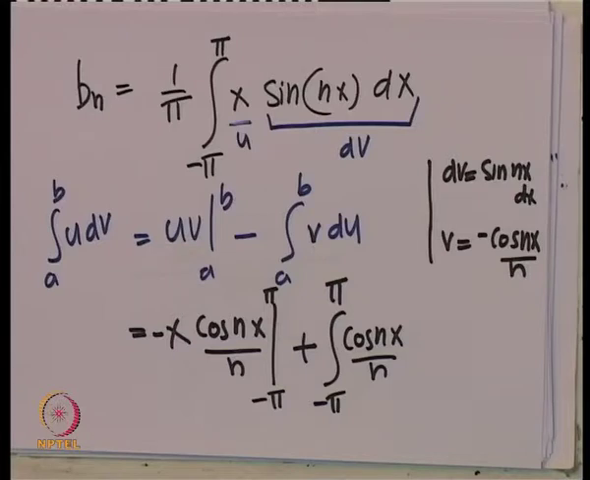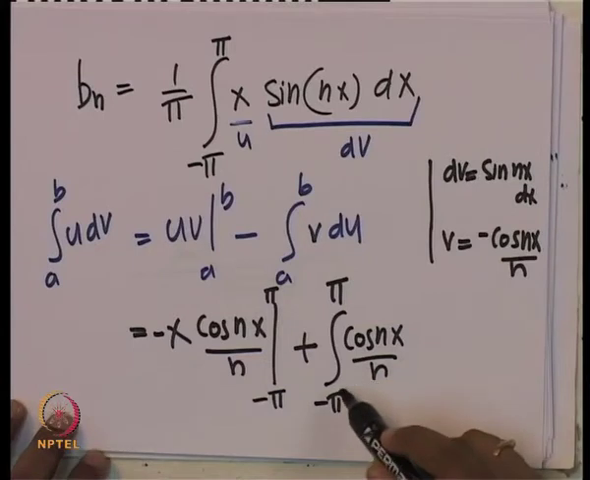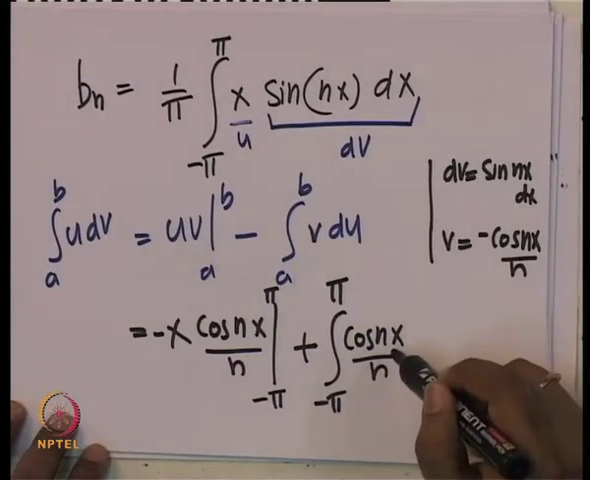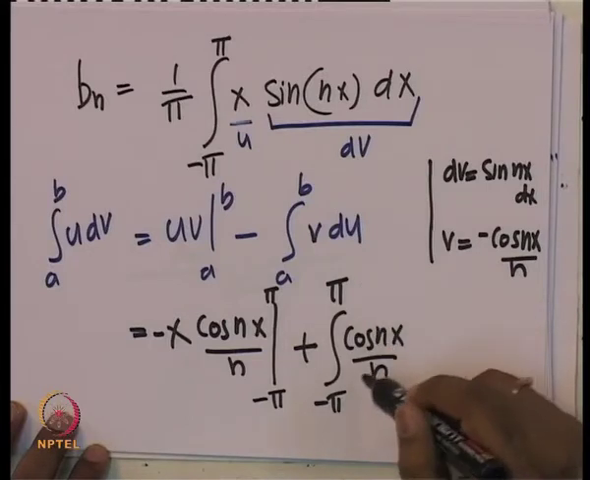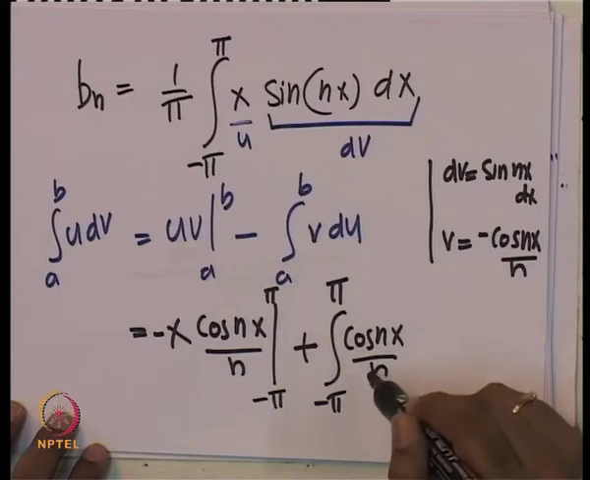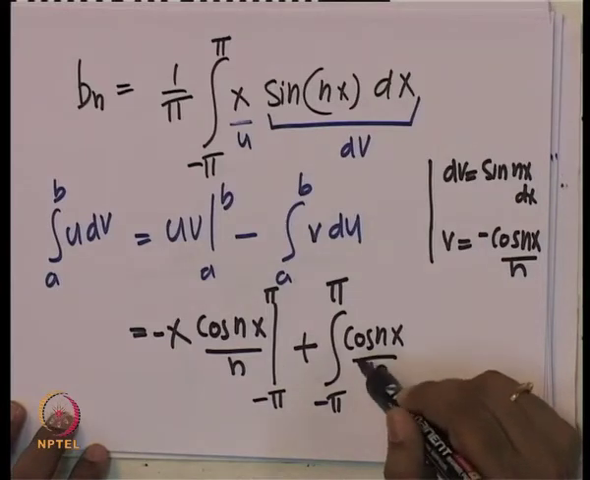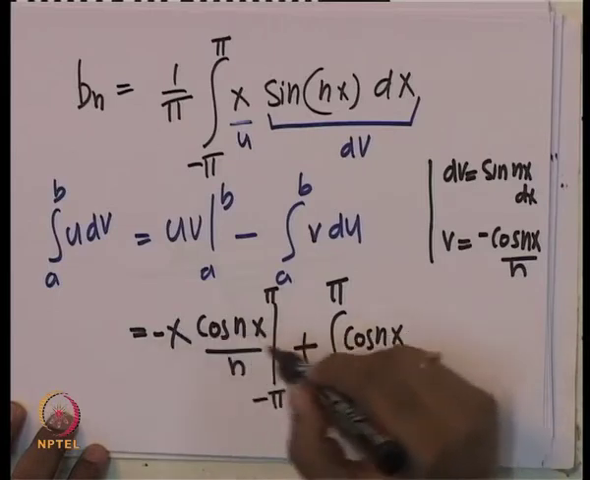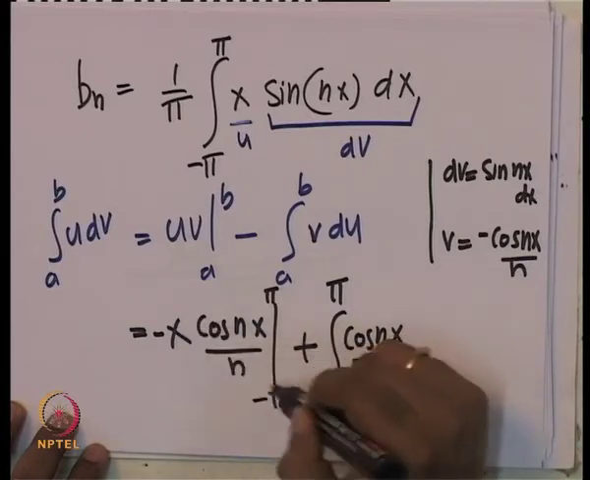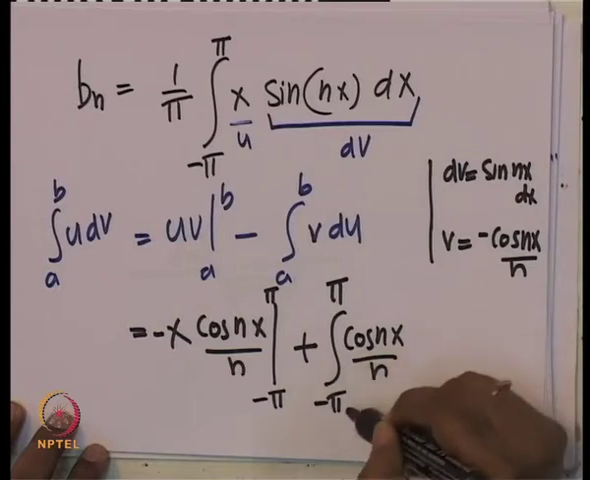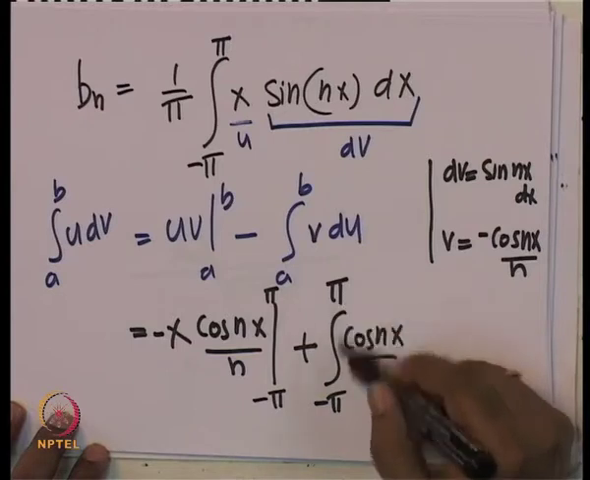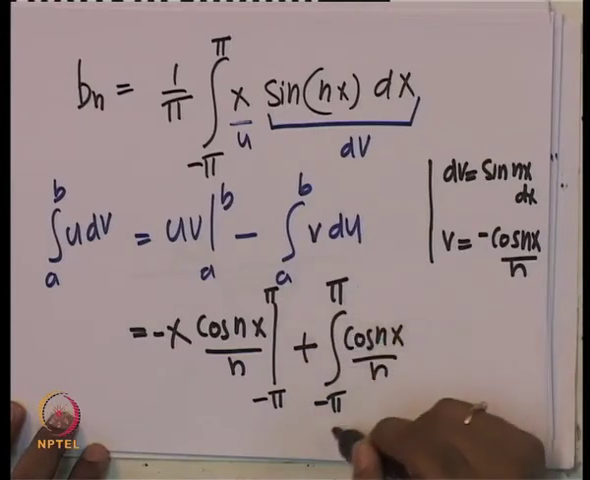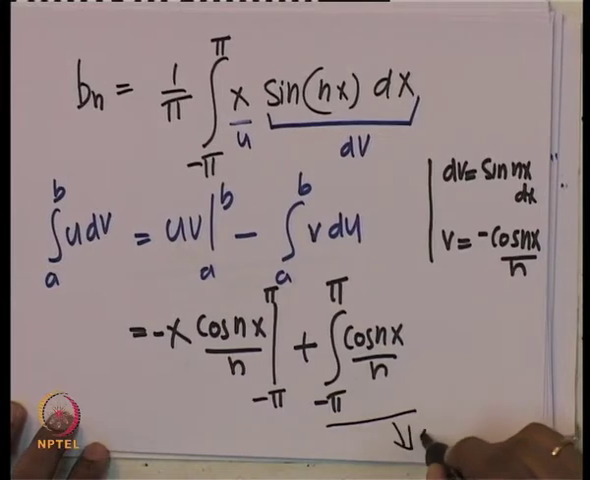Now, what is this? The integral of cos of anything from minus pi to plus pi has to be 0, so typically this will become 0. If you want, you can do this term: the integral of cos n x is sin n x by n, and sin n pi is anyway 0. So, you can see that this will go to 0.